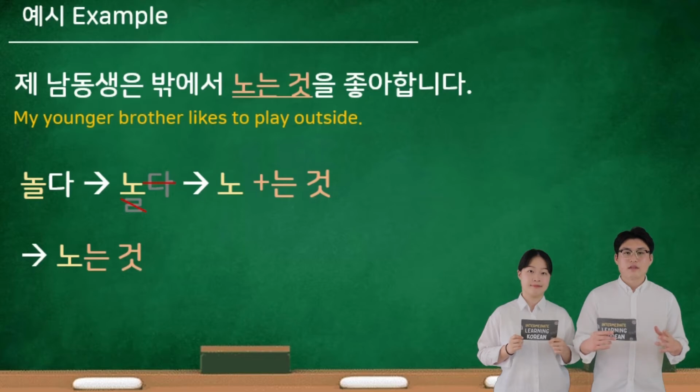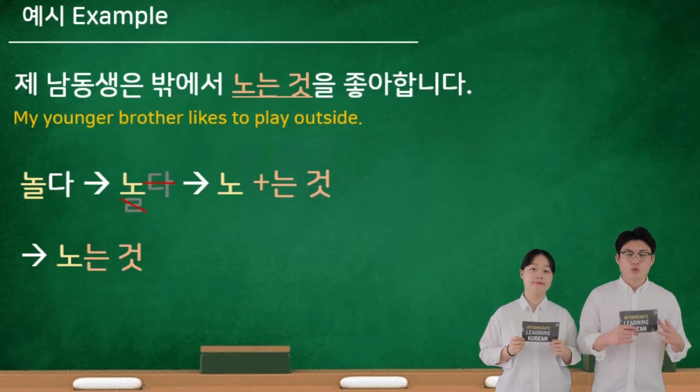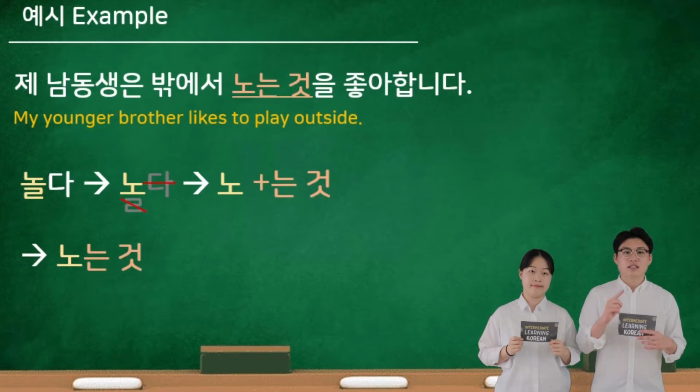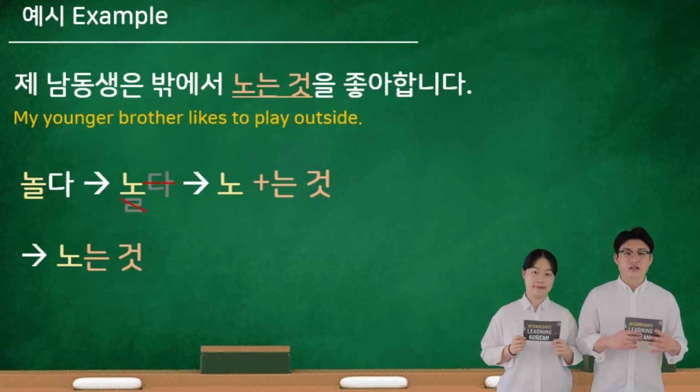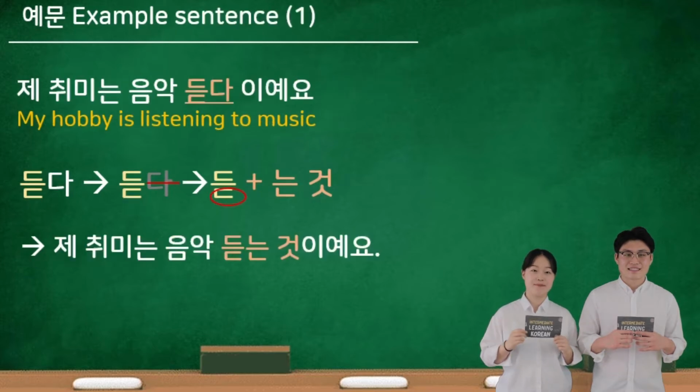For example, there is a sentence, 제 남동생은 밖에서 노는 것을 좋아합니다. Here, because the base verb 놀다 has the final consonant 리을, 리을 is removed and 는 것 is added. It's really easy. Yes. Then shall we learn more through example sentences?